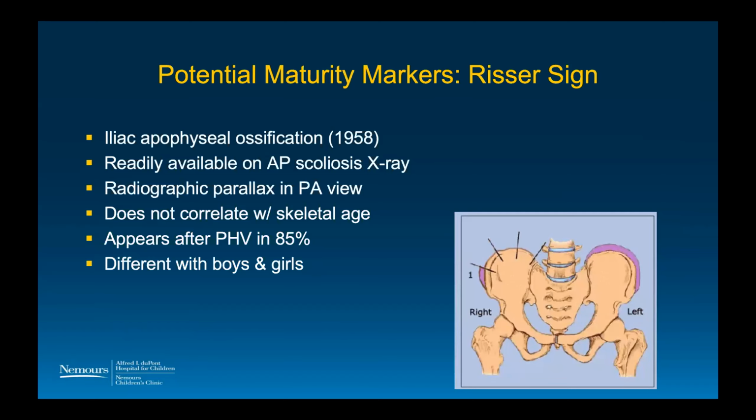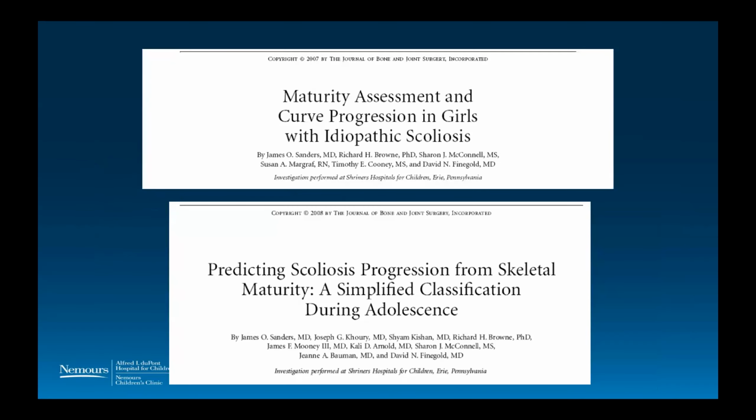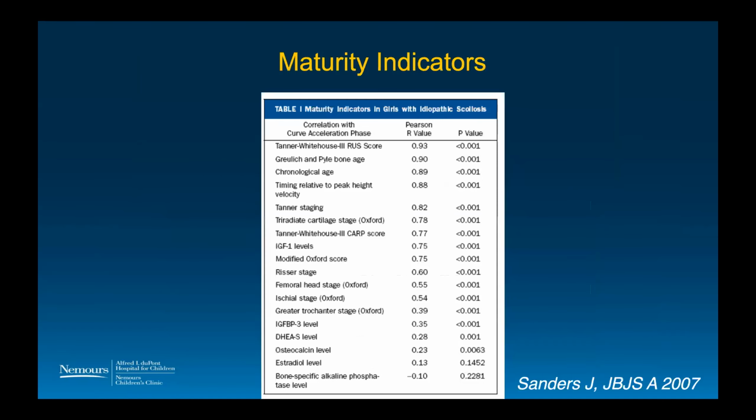Parallax X-ray, boys hang out at Risser 4 for a long time, and it's not very accurate. Twelve or 13 years ago, Jim Sanders came with this seminal literature showing us that the hand X-ray is a much better predictor of skeletal growth and came up with a very simple way to provide an algorithm to how we can predict progression. If you look at this table, you'll see that the Tanner-Whitehouse RUS score, or the hand X-ray, is really, in fact, the most reliable way to assess maturity.